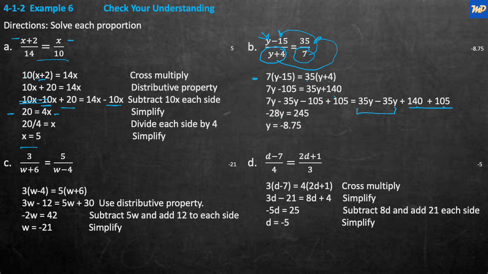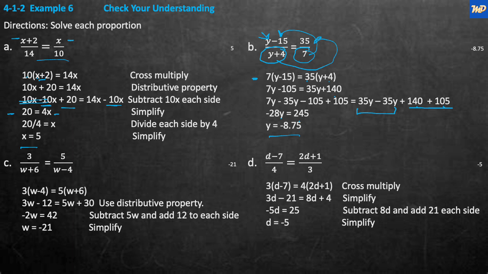If you undo the negative 28 on the variable side here with the y, we're going to get negative 28y divided by negative 28 is equal to 245 divided by negative 28. And what are we going to get? y is equal to negative 8.75.